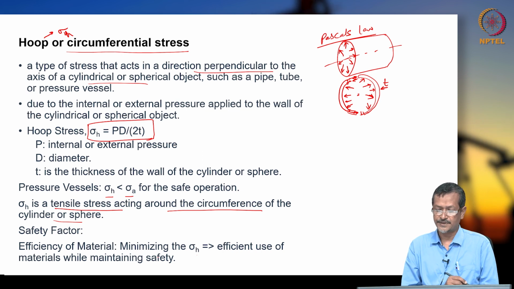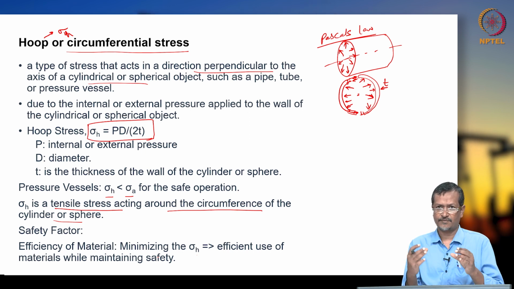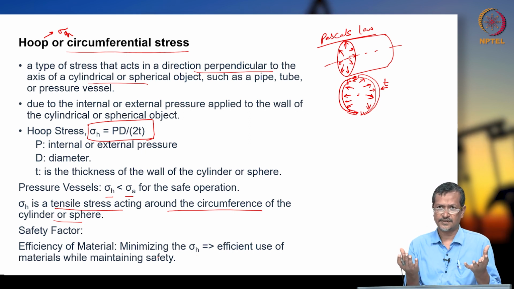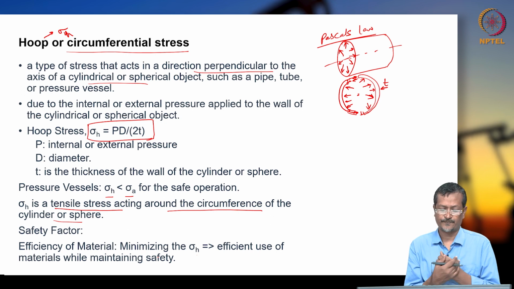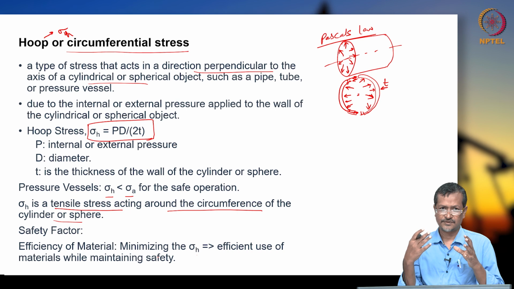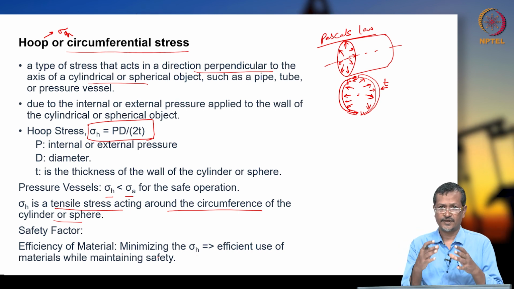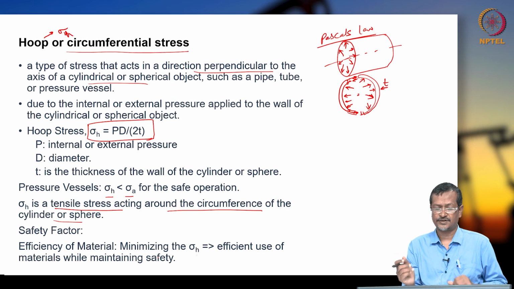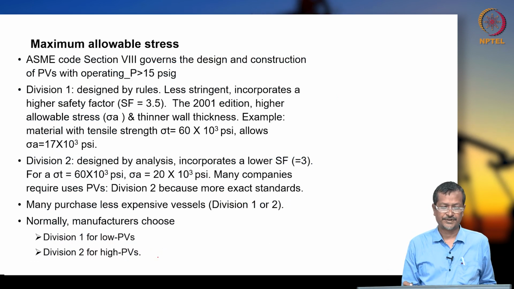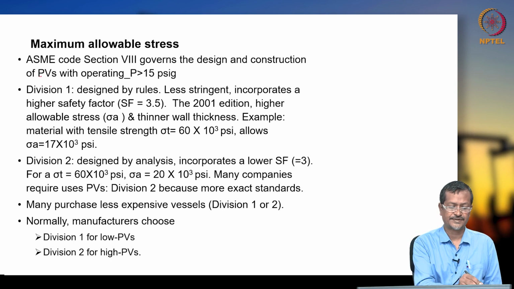Efficient use of material means you are not making the material very thick. That would be safe, but you are unnecessarily increasing the weight and cost of the system. So, you have to minimize the thickness and use the system in such a way that it will not give any accidental leakage or accident. Maximum allowable stress: ASME code Section 8 governs the design and construction of pressure vessels.